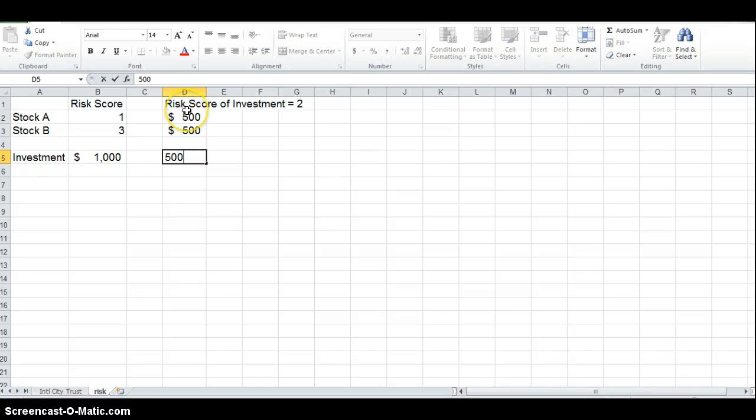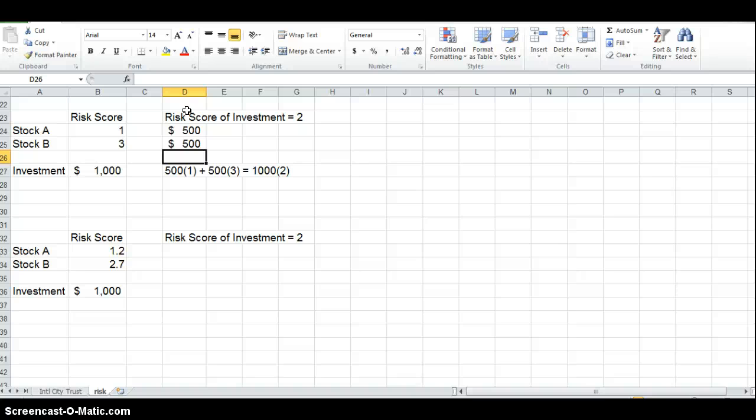What we did is took the dollar amount and multiplied it by the risk score for stock A, which is 1, plus the $500 multiplied by the risk score for stock B, which was 3. That didn't equal $1,000. What it equals is the total investment, the $1,000, times the risk score of 2. Let's look at a harder example.